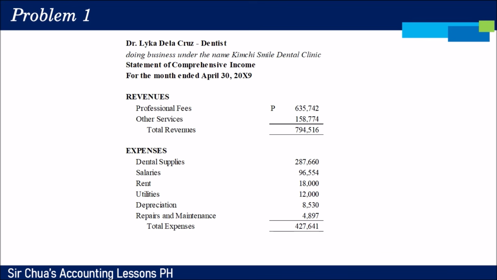427,641. If you already have your total revenues and your total expenses, or revenue minus expense, will give you your net income of 366,875. That's it. Okay? So, in preparing an income statement for a service company, you just gather all information regarding revenue and gather all information or ledger balances in your accounts for all expenses. It's just like that, okay? So that is the single-step service company income statement.